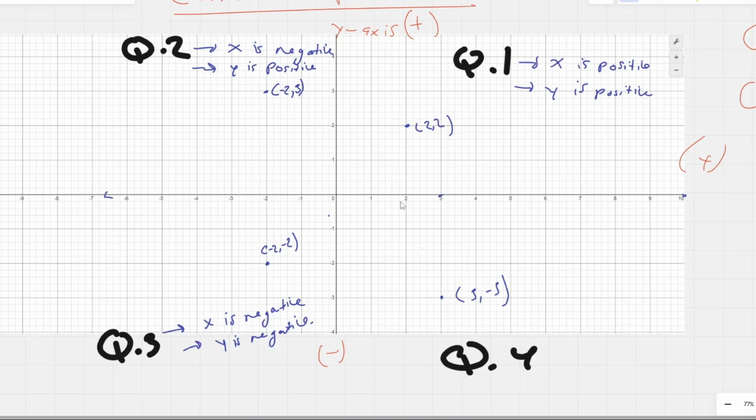So now let's look at quadrant 4. In quadrant 4, if we look at our point 3, -3 here, we can see that the x value is positive and my y value is negative. So you can state here that your x is positive and your y is negative. Okay? All right. Hopefully that made some sense here.